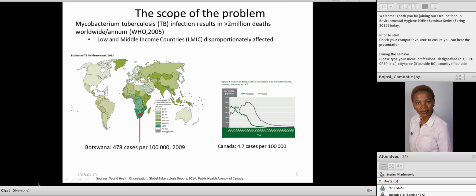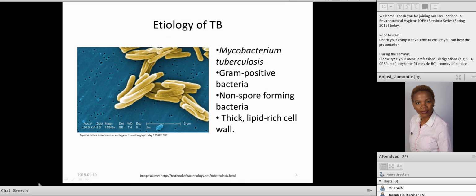All right, so looking at TB now, what is TB? What causes TB? TB is caused by a gram-positive bacteria called Mycobacterium tuberculosis, and this bacterium has a thick lipid-rich cell wall, which we'll talk about in the next slide, which helps the way that TB is transmitted in the environment.